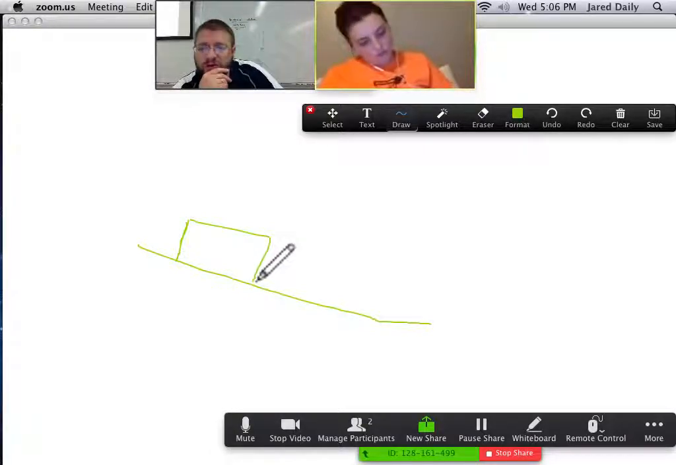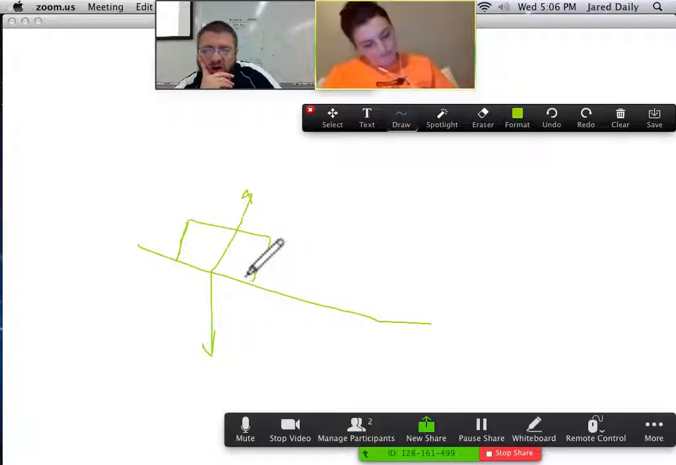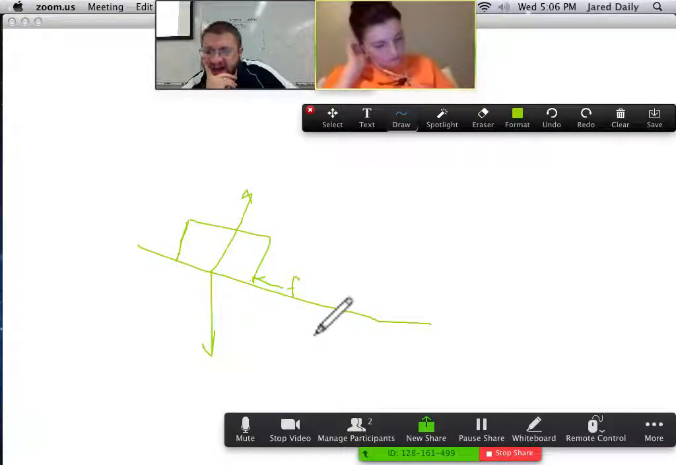And normally, if you're just sitting here, you're going to have some forces. You're going to have the weight going down this way. You have a normal force going perpendicular to the incline. And then you're going to have the frictional force. The car is going to be trying to slide down towards the bottom of the track, so the frictional force is actually going to be pushing up on the car this way. Okay? So that is the picture of the forces that we've got here.